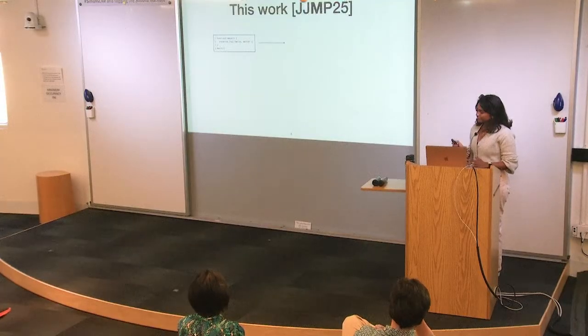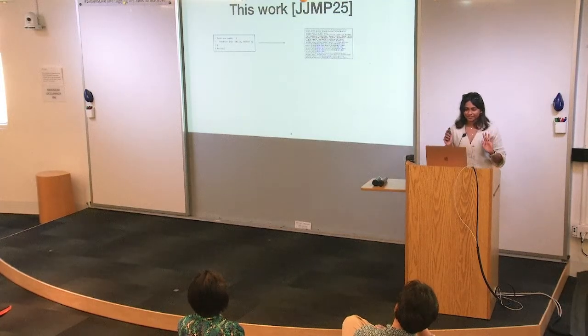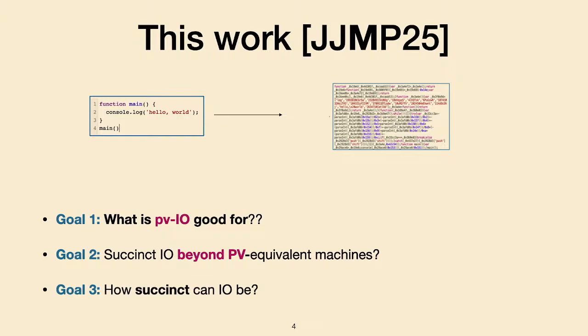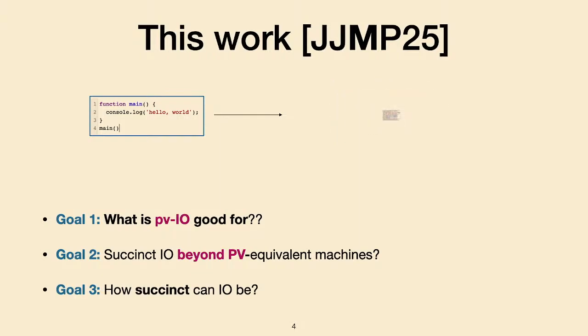Okay. So in this work, the goal is succinct I/O, to make this thing smaller. First of all, I want to make a pitch for what PVIO is good for. Secondly, I want to talk about what we can say about succinct I/O beyond PV equivalent programs. And then finally, how succinct can I/O be?